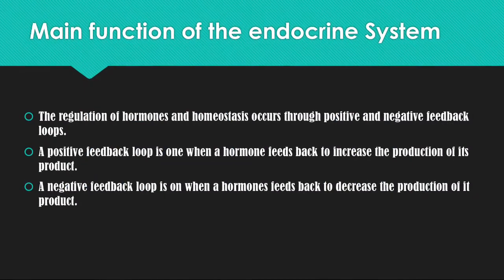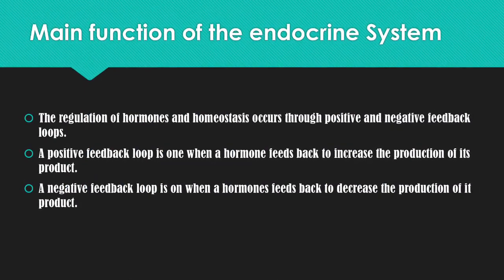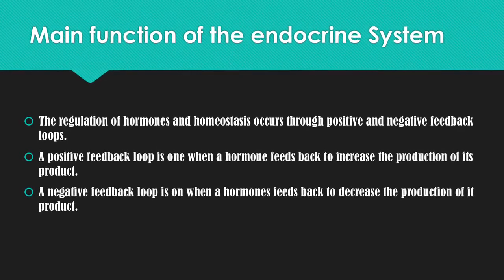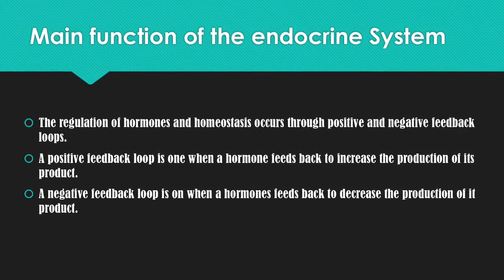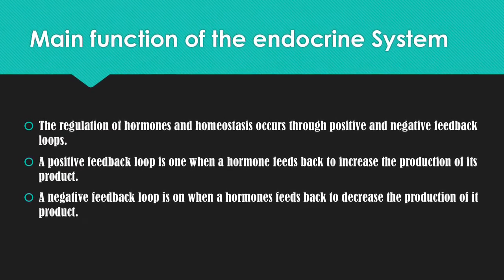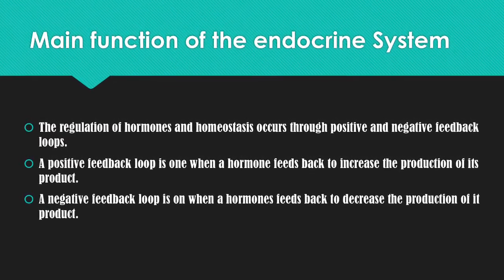The regulation of hormones and homeostasis occurs through positive and negative feedback loops. A positive feedback loop is one when a hormone feeds back to increase the production of its product. A negative feedback loop is one where a hormone feeds back to decrease the production of its product.